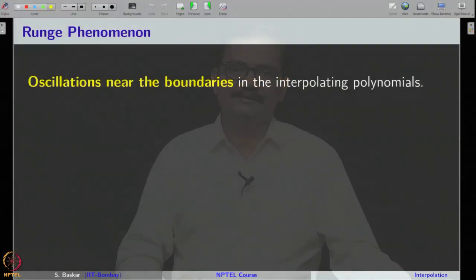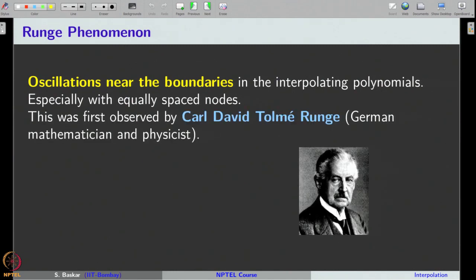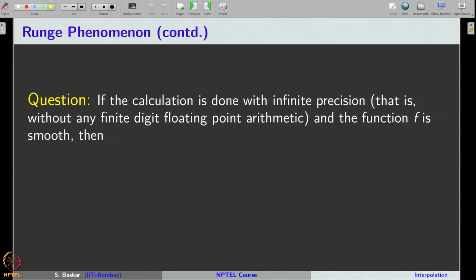Let us first discuss the Runge phenomenon. The Runge phenomenon is all about certain oscillations near the boundaries in interpolating polynomials of some functions, especially when we construct interpolating polynomials on equally spaced nodes. This phenomenon was first observed by a German mathematician and physicist named Carl Runge. In fact, we have already observed the Runge phenomenon in the example that we discussed in the last class.